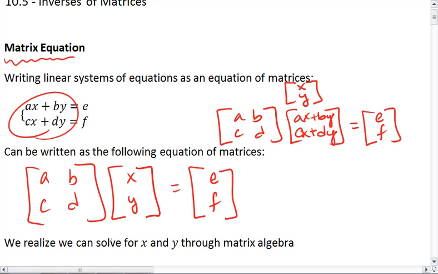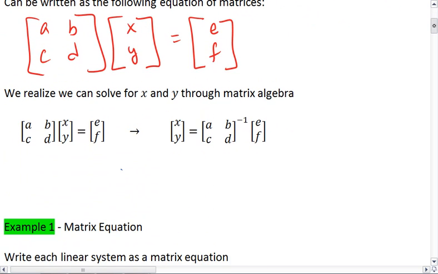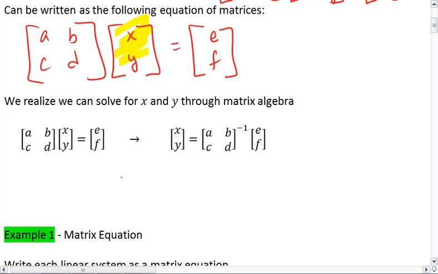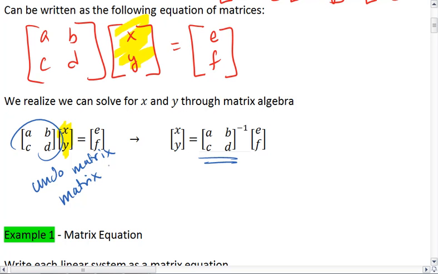Thus, we have this matrix equation: matrix ABCD times matrix XY equals matrix EF. This means that we can solve for the matrix XY. So if we have ABCD times XY equals EF, then we move matrix ABCD to the other side by finding its inverse. The way we undo matrix multiplication is to use the inverse matrix. And that's something we're going to be talking about for the bulk of this lesson.